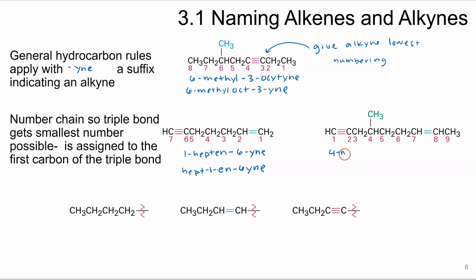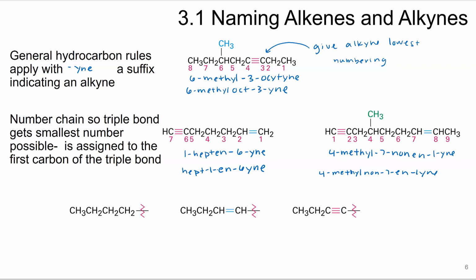This one here we have the alkyne at the 1 position. This is 4-methyl non-7-ene 1-yne, or 4-methyl non-7-ene-1-yne. But you don't really need to worry about the ene-yne naming. We won't get that complicated in this class.